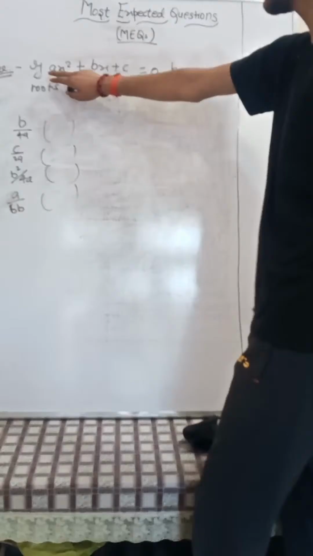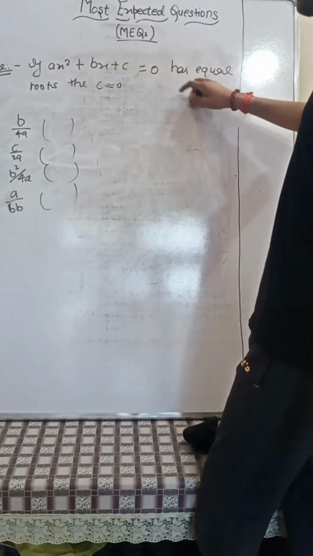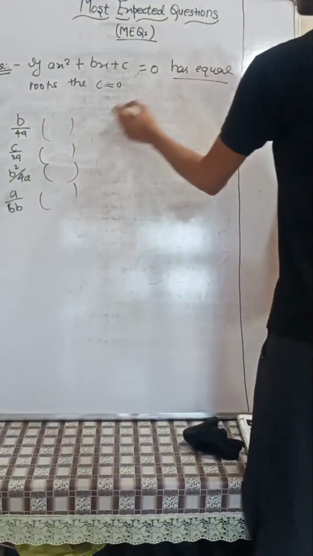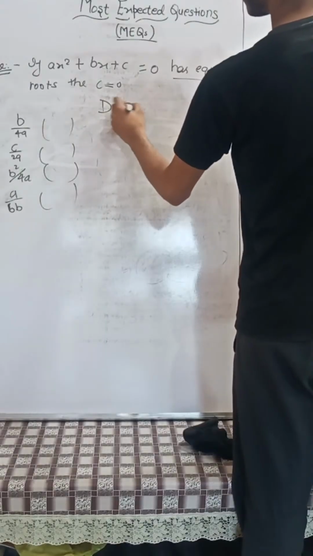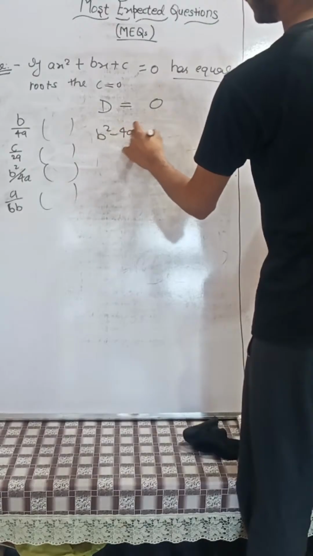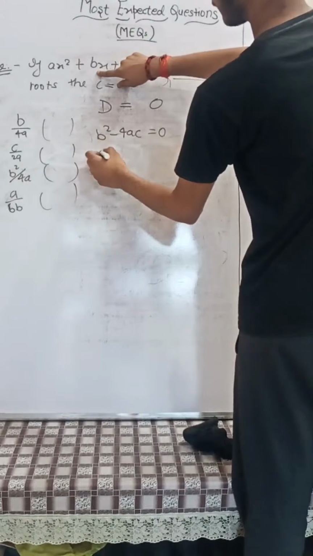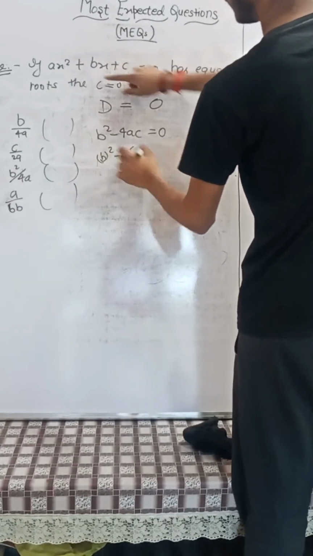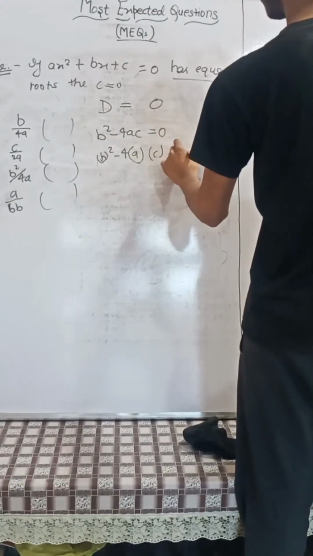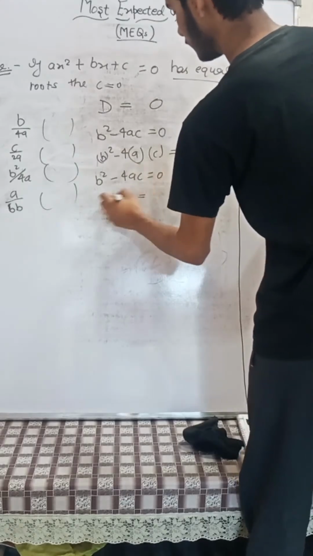Now question is asking here, if ax square plus bx plus c equals 0 has equal roots, then c equals what. For equal roots, the discriminant is equal to 0. Discriminant is b square minus 4ac equals 0. B square minus 4ac equals 0.